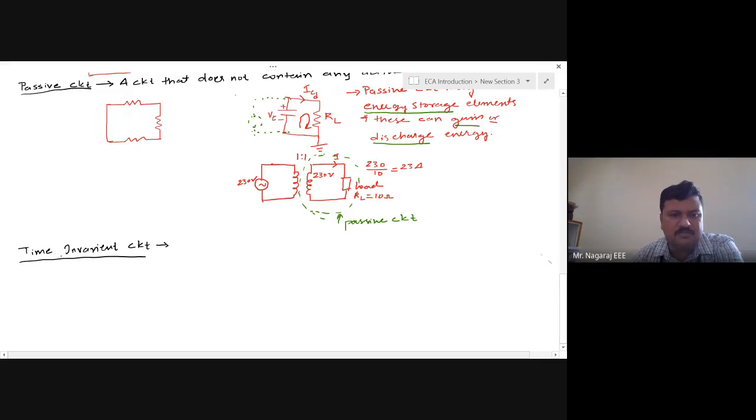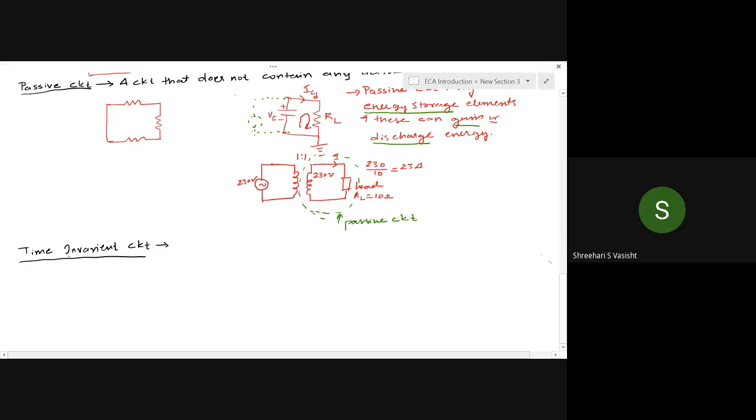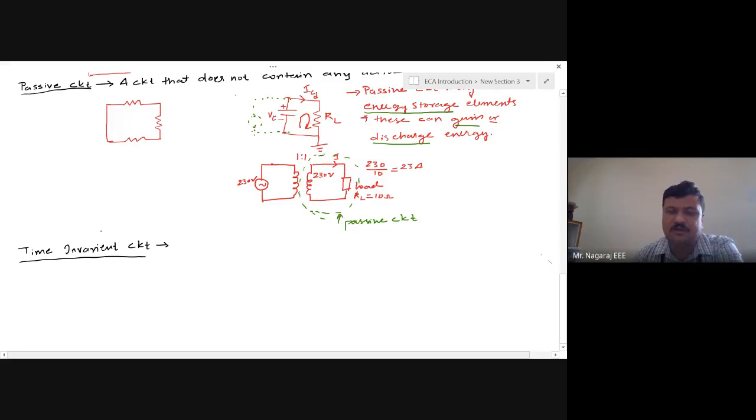Have you come across this term, time invariance? Sir, the values in a circuit do not change with time. Yes, the values in the circuit do not change with time. Now, if I take an alternating voltage, are the values not changing? Here it is 0, here it is maximum, here it is 0, here it is negative maximum, and here it is some value between maximum and 0.